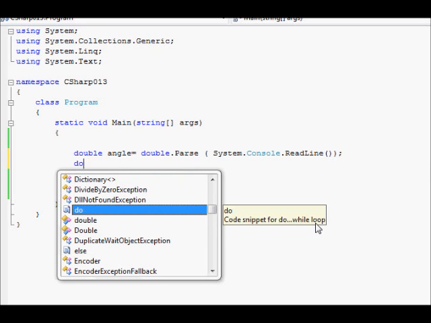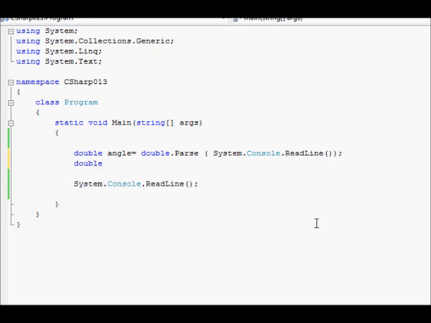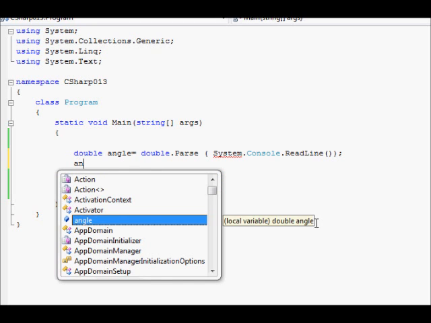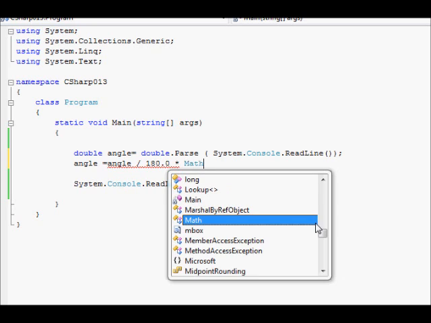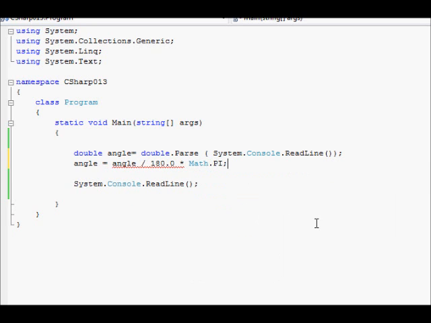You could enter them in radians if you'd like to, but anyway. So now, what are we going to do? We are going to convert this to radians. So angle equals angle divided by 180.0 and multiplied by... Now, since I don't remember the value of pi, and I don't want to go and access Wikipedia for some reason, I could just say Math.PI.